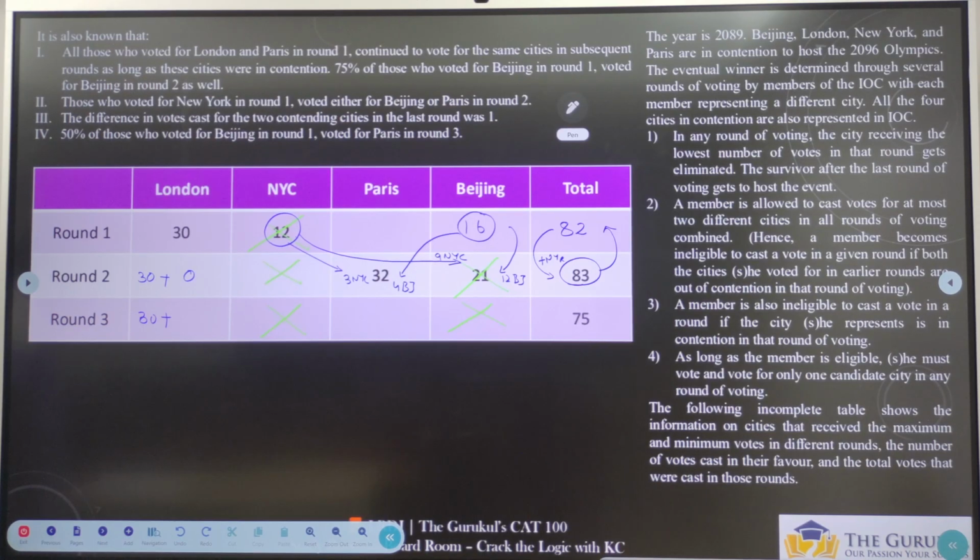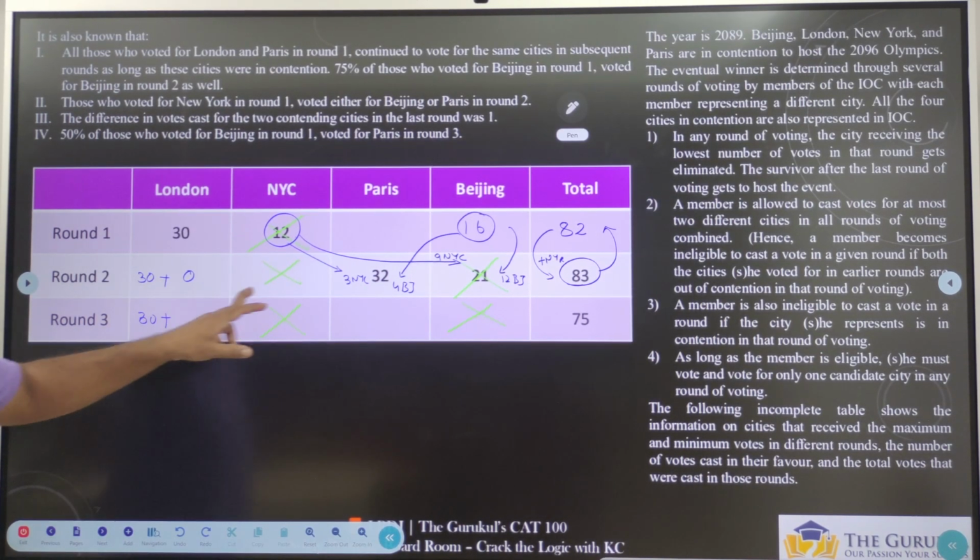Okay, so we know how many are there in the Beijing initially. Now how many are Paris? This total is equal to 83, out of which 32 are over here. In that 32, 3 and 4 are already gone. 3 are from New York City, 4 are from Beijing. If you look at the second statement, those who voted for New York in round 1 voted for Beijing or Paris in round 2. They can't go to London. So London is anyway 30 only. We don't have any objection with that. How many are initially there in Paris?